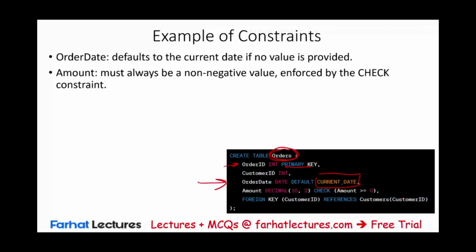We'll have amount must always be non-negative. So notice the amount has to be greater than or equal to 0. So the amount cannot be negative. We cannot have an order where we have to pay money. The amount has to be positive. We could have up to 10 digits and 2 of them can be decimal. That's plenty of money for one order, right?